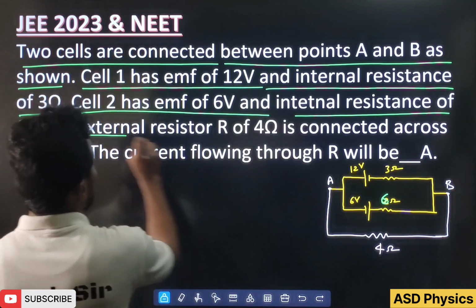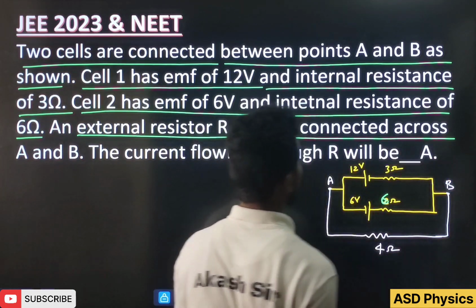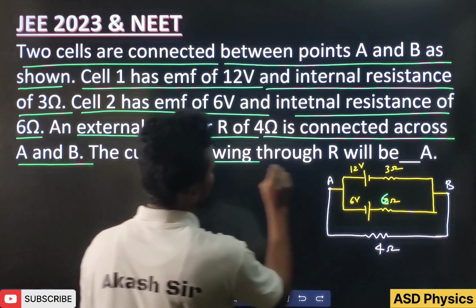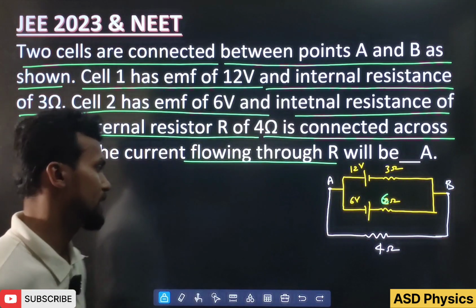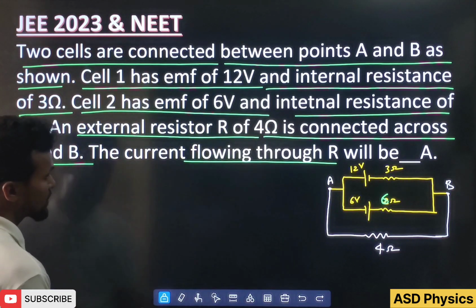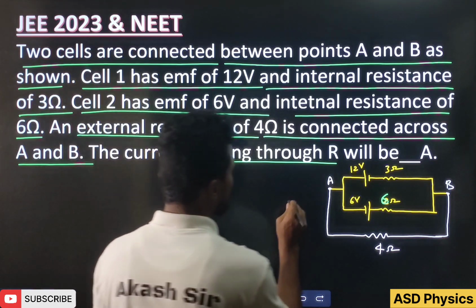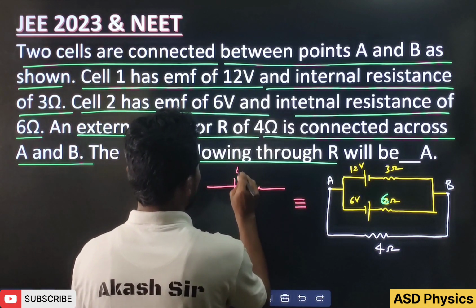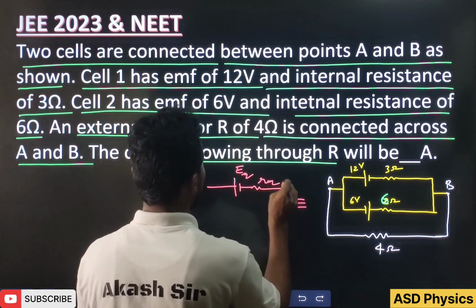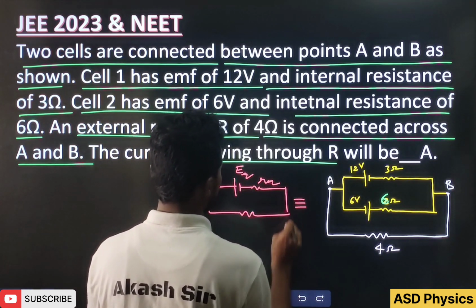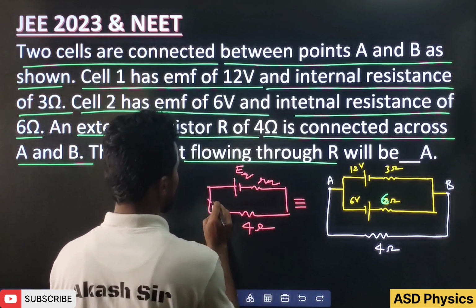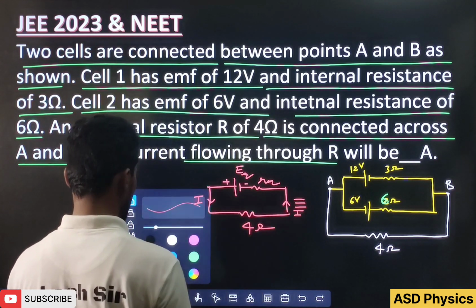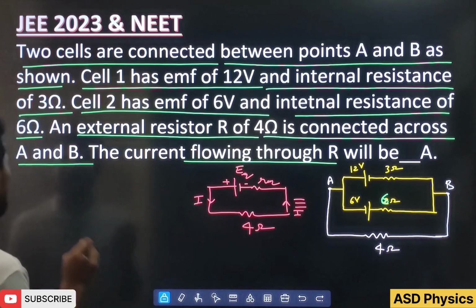Now see, an external resistance capital R of 4 ohm is connected across A and B. The current flowing through capital R will be how much here, in ampere? Okay, so remember that here. First we have to calculate here the equivalent. So here, students, the equivalent will be given here like this. This is E equivalent, this is R equivalent, and here this external resistance, that means 4 ohm, is there. Current will flow like this here. This is plus, this is minus.